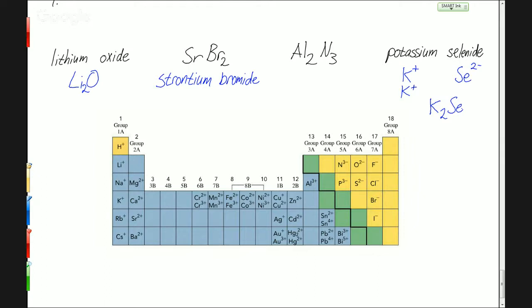So that makes our life a little bit harder when we're going from a name to a formula, but it makes our life a little bit easier when we're trying to use a name because we don't have to worry about all that. So that third one, Al2N3, how do we name that? Aluminum nitride, right. Aluminum nitride. Notice that element and compound names are not proper nouns, so they don't get capitalized unless they're at the beginning of a sentence.